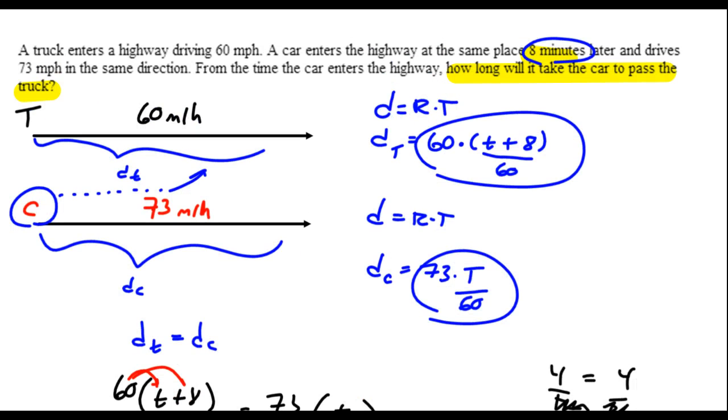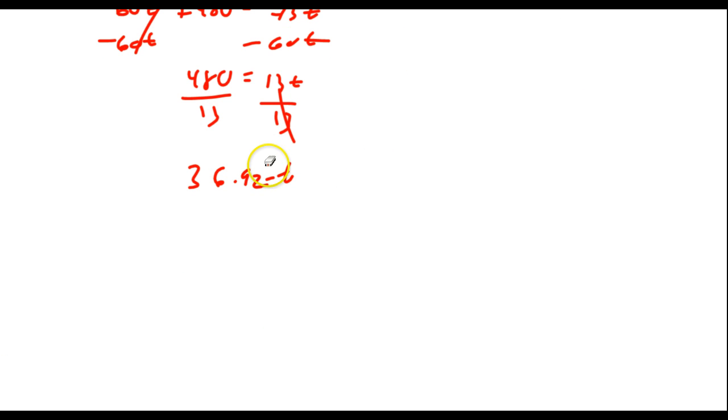Let's go back up here. How long will it take to pass the truck? It didn't say anything about rounding. I think maybe in the answer to this one, it wanted you to round. So it's going to be 36.92 minutes, or approximately 37 minutes then.